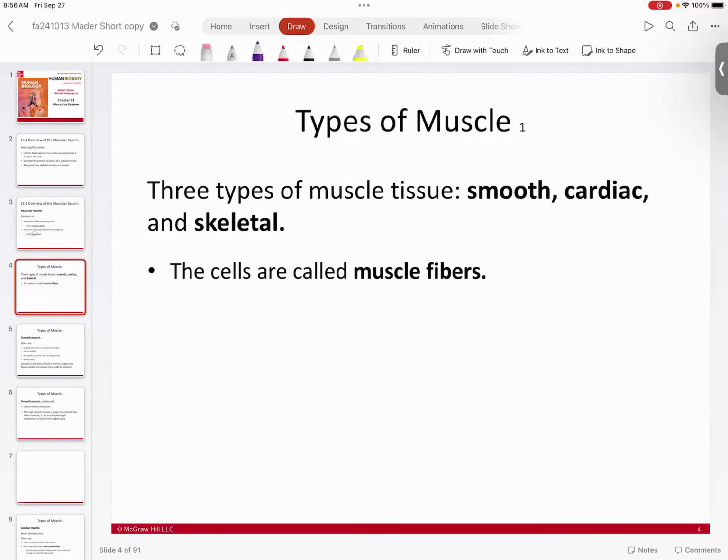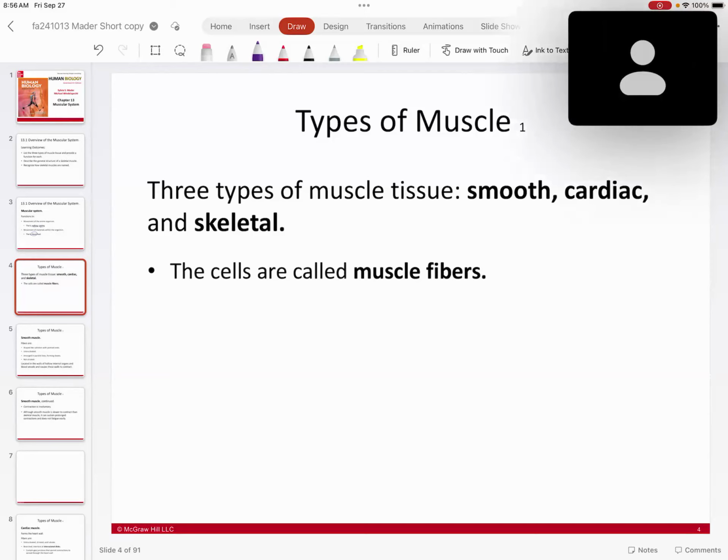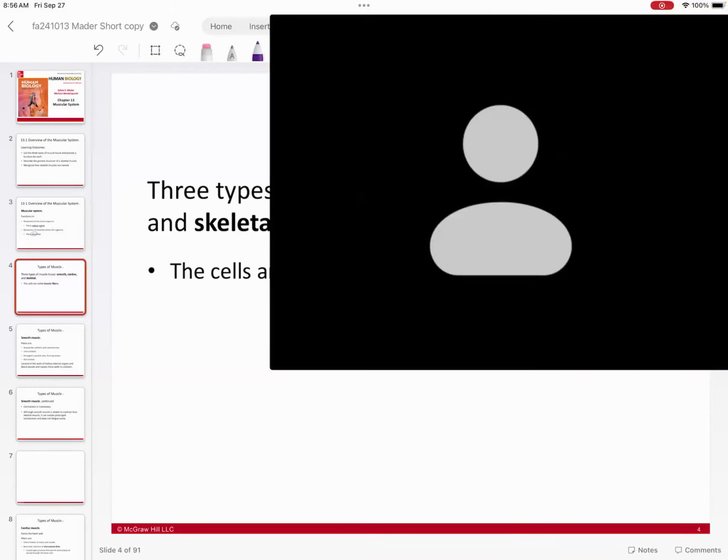So I want to move some of the stuff we've already covered in chapter four. And so we'll take a look at some of this stuff. So we have three different types of muscle. We have smooth, cardiac, and skeletal. And the cells of muscle are called muscle fibers. So when you hear the term muscle fibers, it's the same thing as muscle cells. So that's basically what we're talking about there.